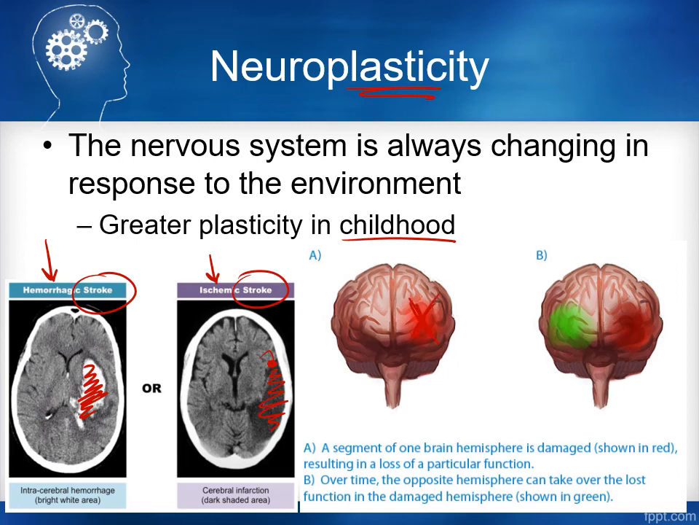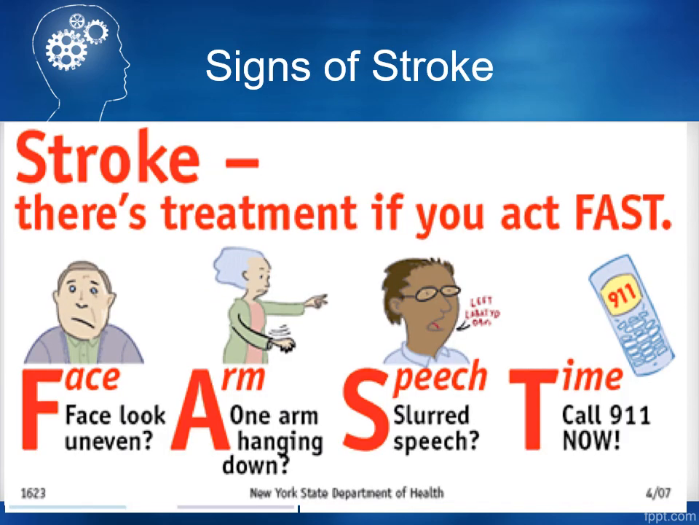What's kind of cool is even in older people, if we lose one part of the brain because of a stroke, this part dies. Over time, it takes a while, it takes a lot of work, but over time, different parts of the brain can actually take over the functions that were lost when this chunk of the brain died. So super amazing neuroplasticity. Speaking of strokes, it's always good to know signs of stroke just in case someone in your family or whomever has a stroke.